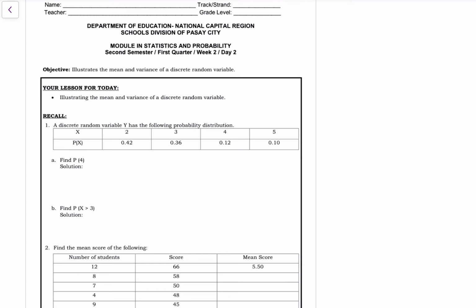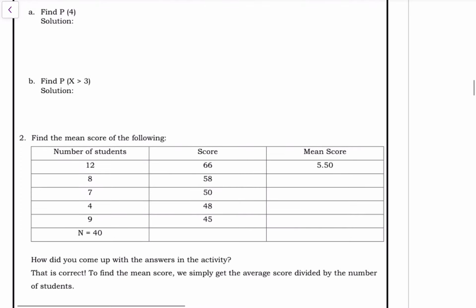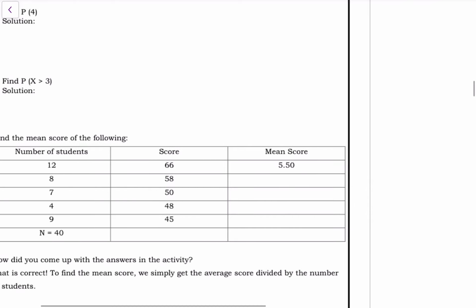So this time we will be talking about Module in Statistics Week 2, Day 2. Its objective is to illustrate the mean and variance of a discrete random variable. We all know when we talk about mean, it's the measure of central tendency, if we are going to recall. For example here, the number of students and the score, how to find the mean? That is just simply getting the average, or dividing by the number of students.